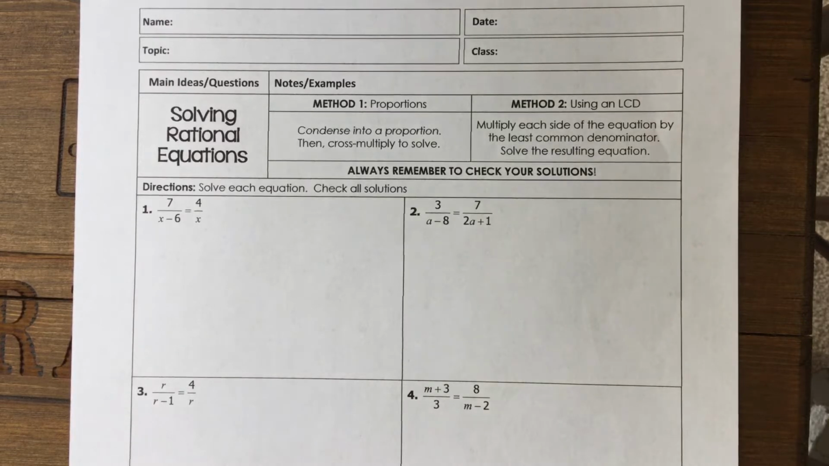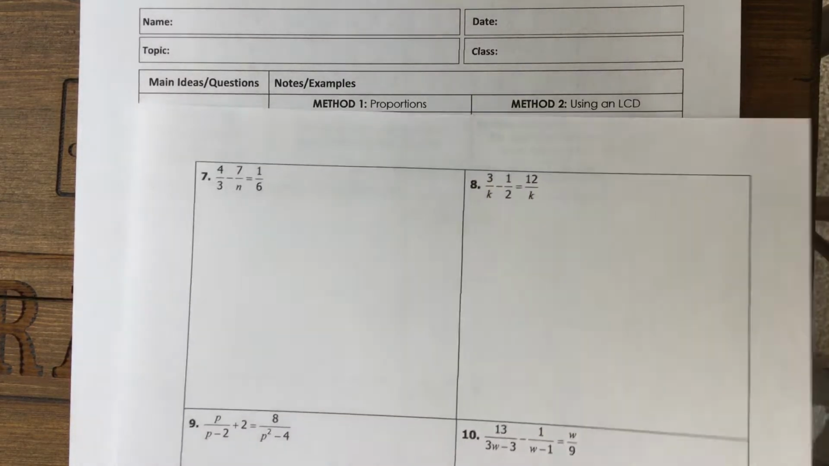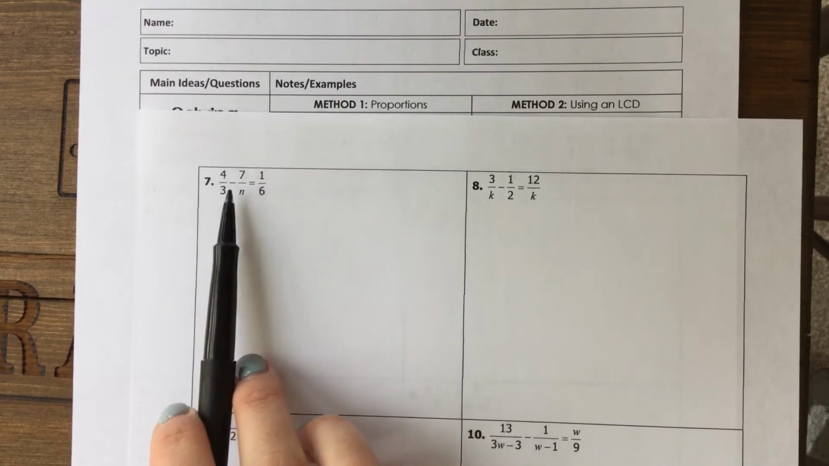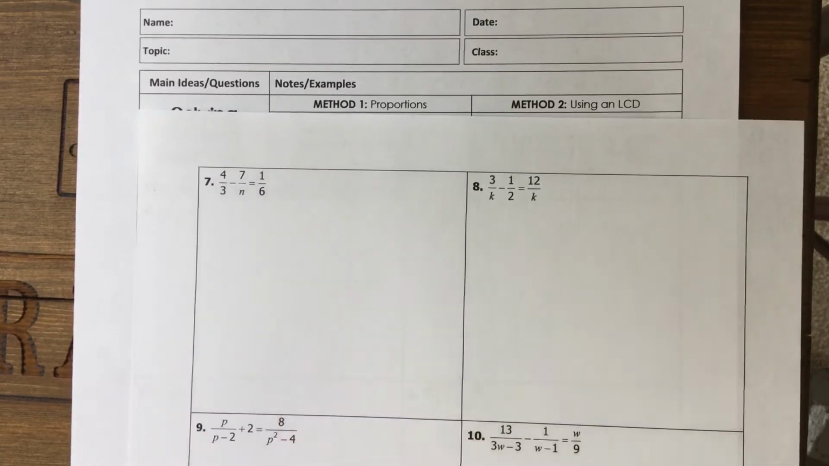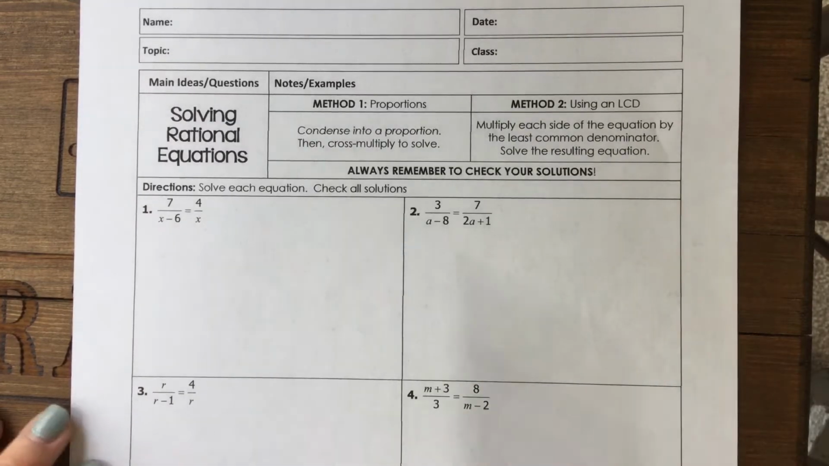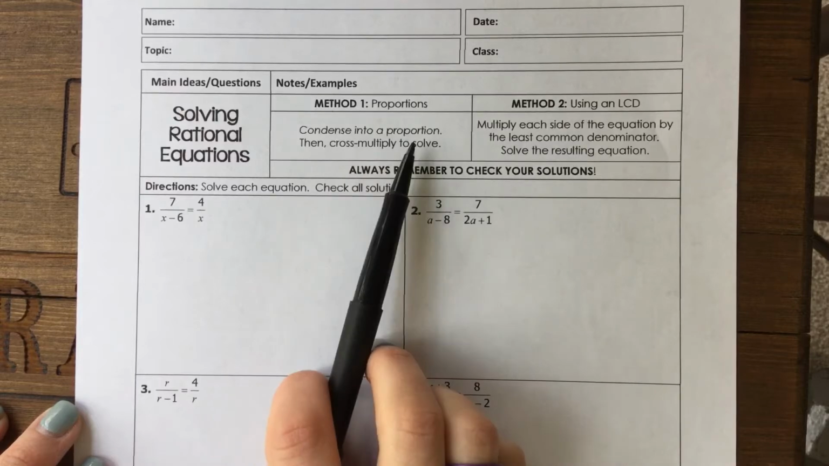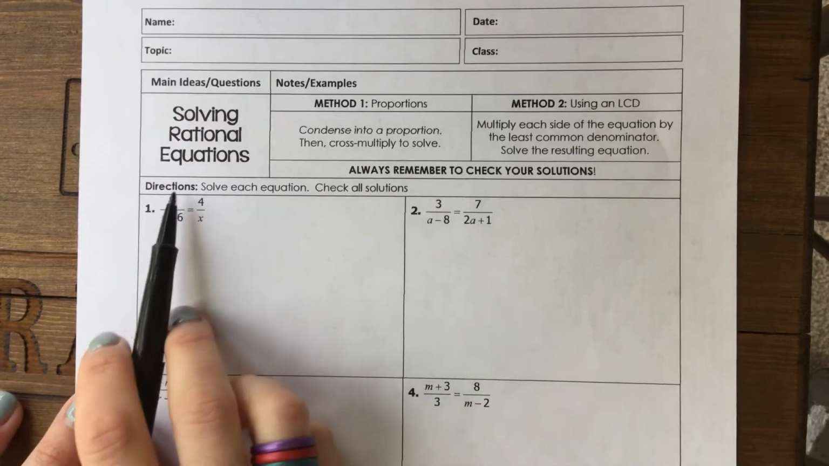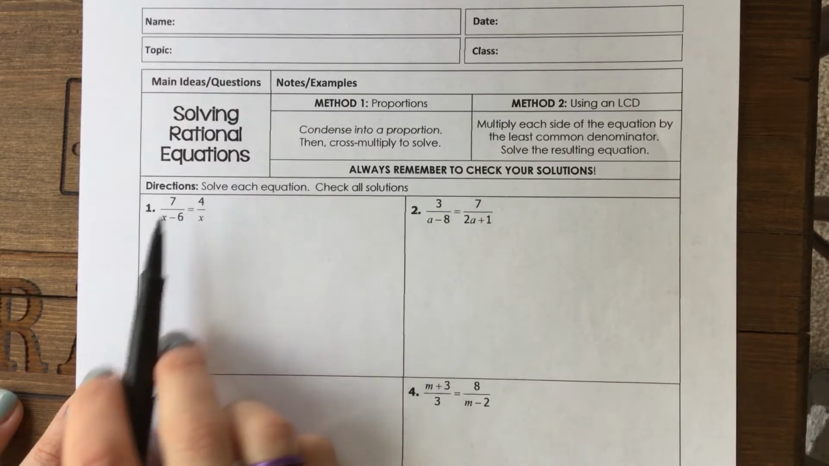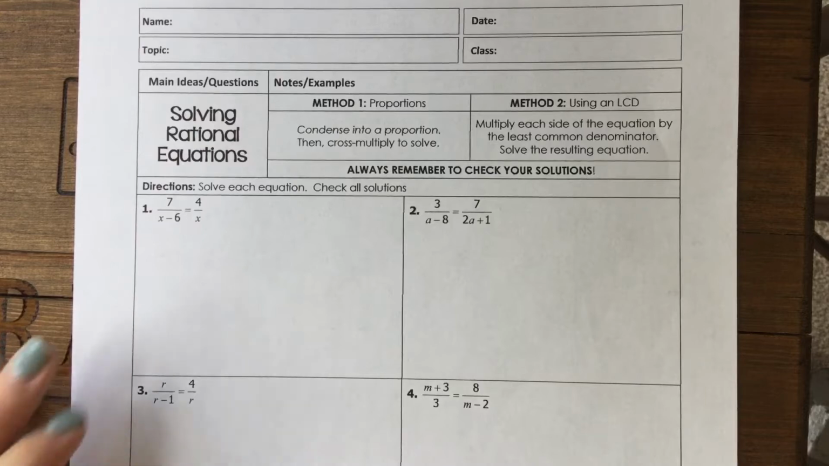Just to give you an idea of what I mean, I want to show you the second page. This is not a proportion because it's one expression minus another expression. So we wouldn't use method one if it looked something like number 7. But number 1, we can use method 1 here. We cross multiply to solve. Cross multiplying means we take this numerator and multiply it by this denominator, and then we set it equal to this numerator multiplied by this denominator. So that's what we're going to do.